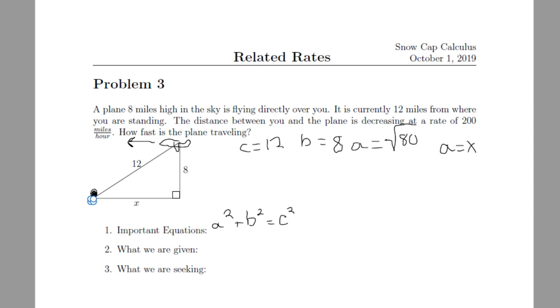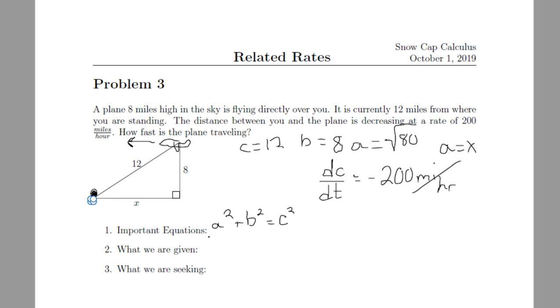All right, so we also have the distance between you and the plane is decreasing at a rate of 200 miles per hour. So that would be this 12, so that'd be c. So we actually do have a rate. So we have dc/dt equals, since it's coming towards us, the length is decreasing, so we'll make sure it's a negative. So we have negative 200 miles per hour.